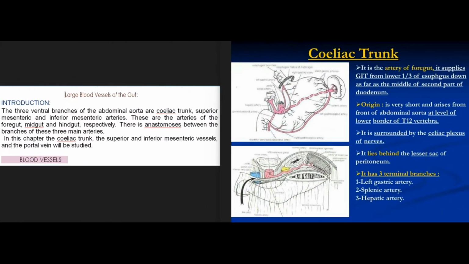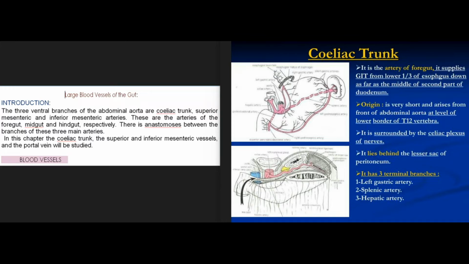Large blood vessels of the gut. Introduction. The three ventral branches of the abdominal aorta are coeliac trunk, superior mesenteric and inferior mesenteric arteries. These are the arteries of the foregut, midgut, and hindgut, respectively. There is anastomoses between the branches of these three main arteries. In this chapter the coeliac trunk, the superior and inferior mesenteric vessels, and the portal vein will be studied.